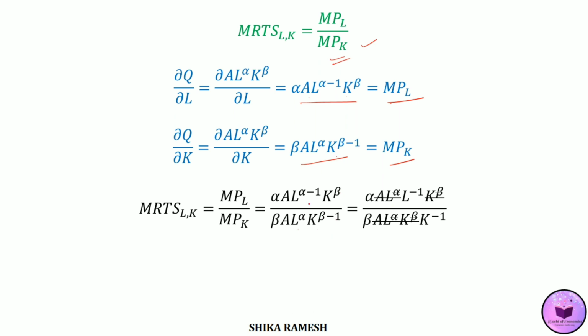By splitting the terms L raised to alpha minus 1 and K raised to beta minus 1, we get alpha A L^α L raised to minus 1 K raised to beta divided by beta A L^α K raised to beta K raised to minus 1. Here A L^α and K raised to beta will get cancelled out, and finally we get the marginal rate of technical substitution of labor for capital as alpha L raised to minus 1 by beta K raised to minus 1. Now since the exponents are negative, we shall write the reciprocal of the same, and it can be written as alpha K divided by beta L.